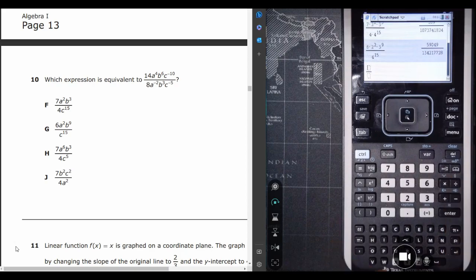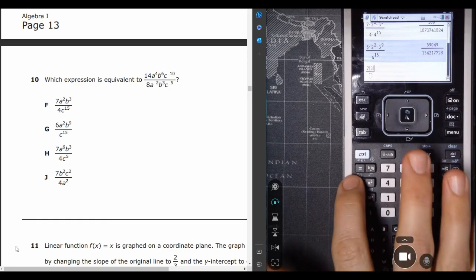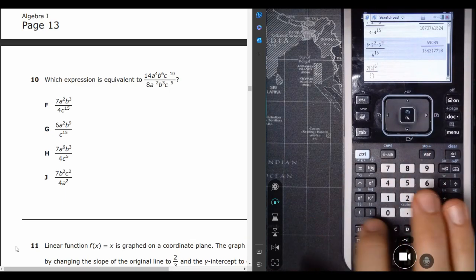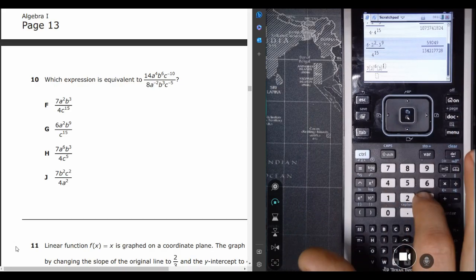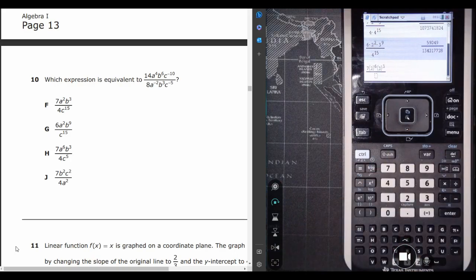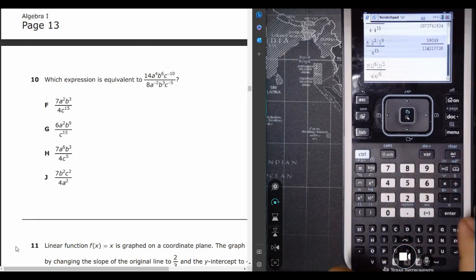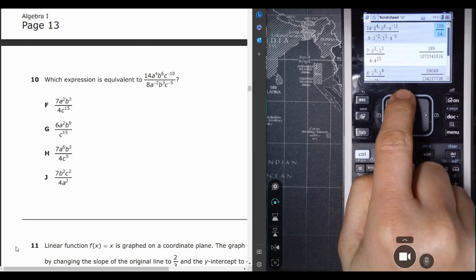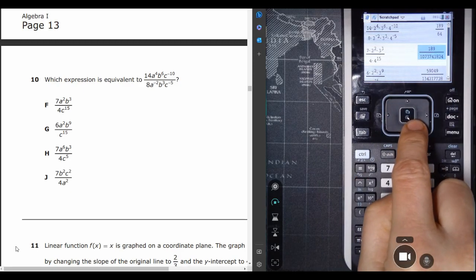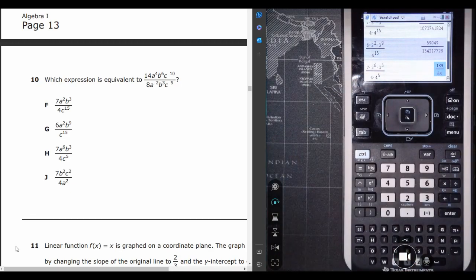I'm going to hit Control Divide, and I have 7 times 2 to the 6th power times 3 to the 3rd power, and then go to my denominator, and I have 4 times 4 to the power of 5. Hit enter. Notice it gives me 189 over 64, and if we go back to what we got originally, it's 189 over 64. So we know that that one was done properly, and it is the equivalent expression. H has been simplified correctly, and that is our answer.